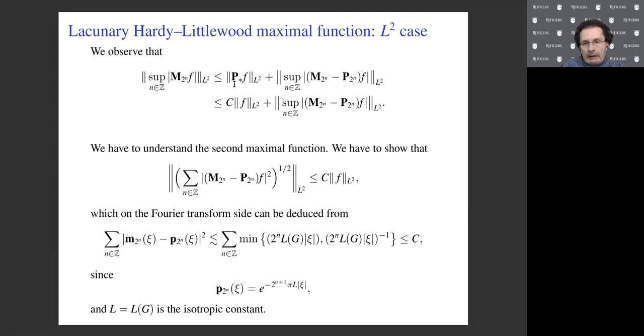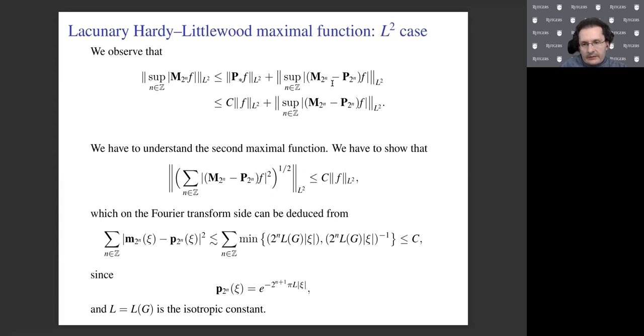So this is what we do. We add and subtract the Poisson semigroup at the lacunary times. And this can be estimated with a constant which is independent of the dimension because of the result of Stein. And now we have to take care of the difference. Now this difference behaves a little bit better because we can control these two separately. If we consider the averaging operator at 2 to the n and the Poisson semigroup, then they have good bounds on the Fourier transform side at infinity, but we subtract this operator because we want to improve the behavior at the origin, and this is why we consider this difference.